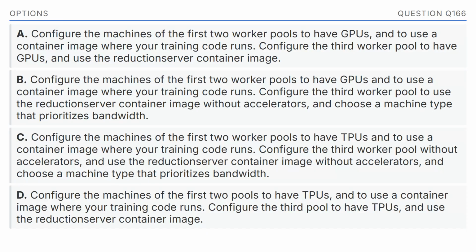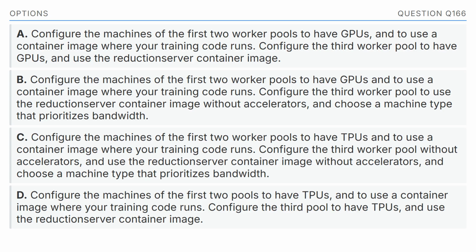The options are: Option A, configure the machines of the first two worker pools to have GPUs, and to use a container image where your training code runs. Configure the third worker pool to have GPUs, and use the reduction server container image. Option B, configure the machines of the first two worker pools to have GPUs and to use a container image where your training code runs. Configure the third worker pool to use the reduction server container image without accelerators, and choose a machine type that prioritizes bandwidth.